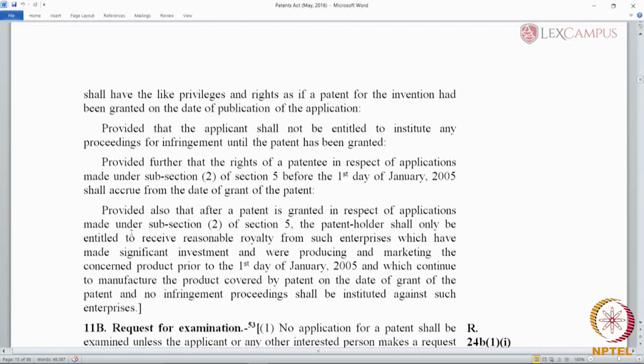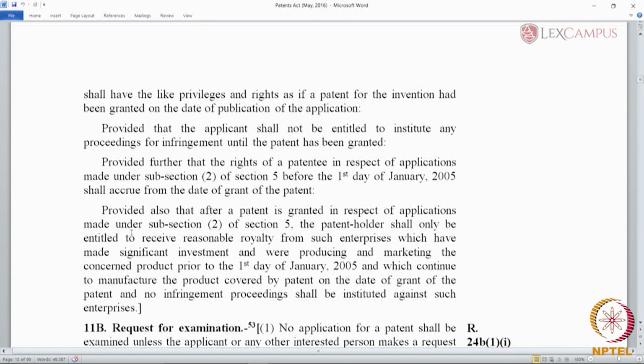Now, this proviso makes it very clear in a 5-2 scenario where the application is scrutinized after 2005, if there are manufacturers, in fact the language used is enterprises in the proviso, if there are enterprises which have made significant investment and were producing and marketing the concerned product prior to 1/1/2005. So, if they were Indian generic companies who were manufacturing that particular drug prior to 1st of January 2005, and which continue to manufacture the product covered by the patent on the date of grant of the patent, they were not only manufacturing it prior to 1/1/2005, but they continued to do so till the patent was granted.